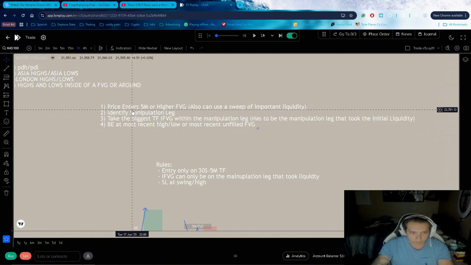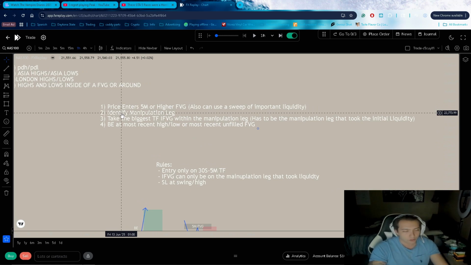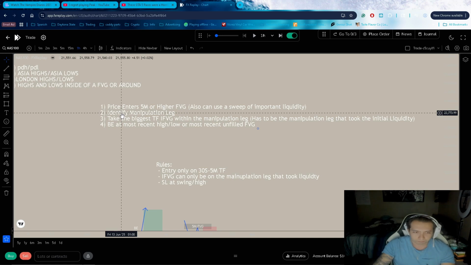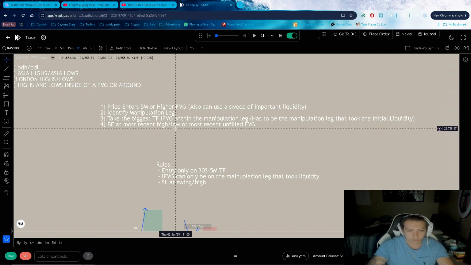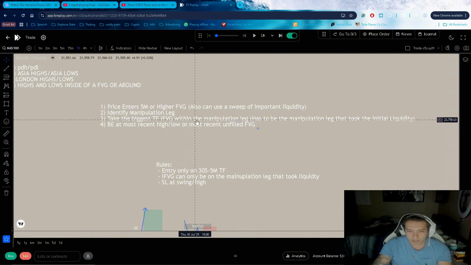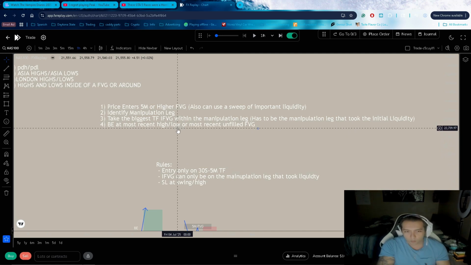And so the next thing you want to do, once price enters your region or your zone, you want to identify the main manipulation leg. And I'll show what that is in a minute. And then you take the biggest time frame inverse fair value gap within the manipulation leg, and it has to be the manipulation leg that took the liquidity. So biggest time frame meaning you're not going to take a 1-minute inverse fair value gap if there's a 2 or 3-minute inverse fair value gap on the same manipulation leg.